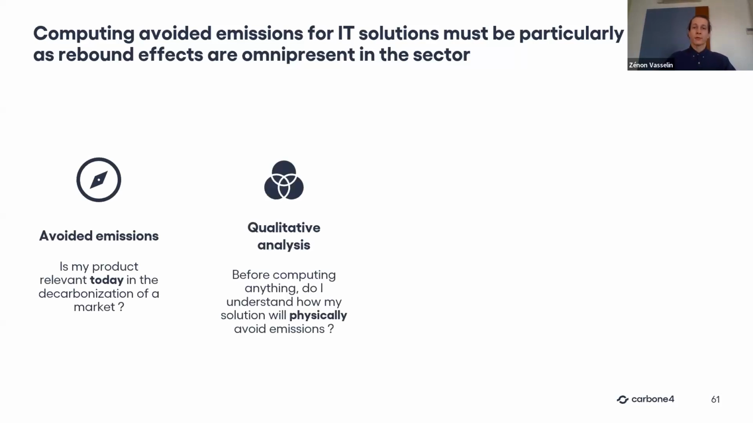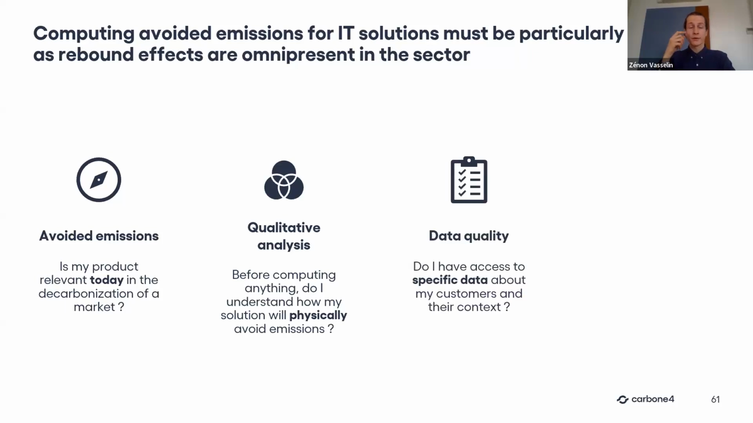Then remember also, before doing any calculation, please understand how physically your solution can or cannot avoid emissions in your value chain. And so really do the qualitative analysis we suggest at the beginning of the document, using the characterization of solutions and the eligibility gates, and try to understand really what happens physically.